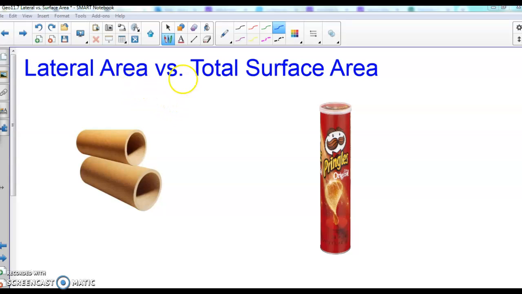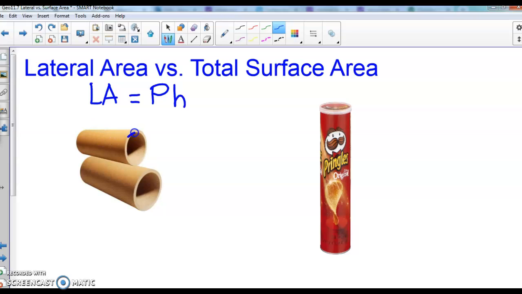The concept of lateral area and total surface area is that lateral area only includes the lateral faces or the sides, in this case of the cylinder, while total surface area is the entire sides plus the two bases. So if you understand that concept by heart, then you can use the formula for any prism or cylinder. So for the cylinder, it's the perimeter of the base times the height.